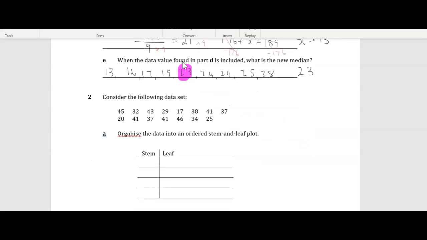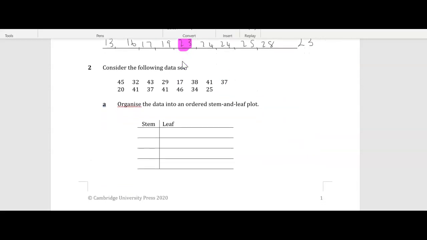All right, consider the following data set. So organize the data into an ordered stem and leaf plot. So I'm going to find the minimum value, which is 17, and the maximum value is 46. So with my stem and leaf, I'm going to go 1, 2, 3, 4.